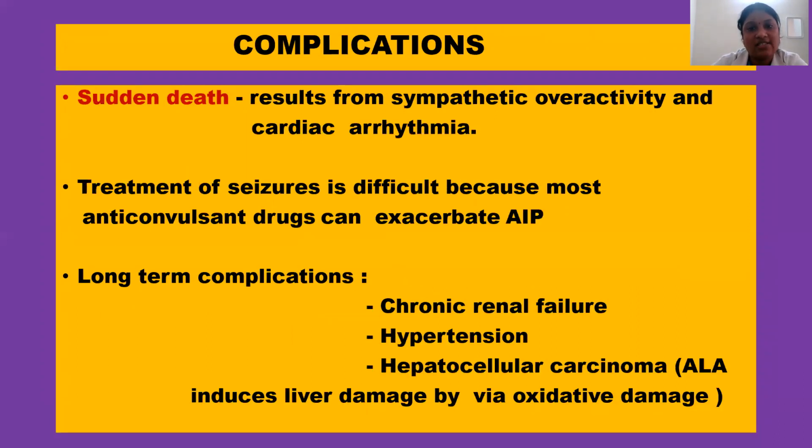What are the complications? Sudden death because of sympathetic overactivity, and treatment of seizures is also difficult because anticonvulsant drugs will precipitate AIP, acute intermittent porphyria. What are the long-term complications? Chronic renal failure, hypertension, and hepatocellular carcinoma.